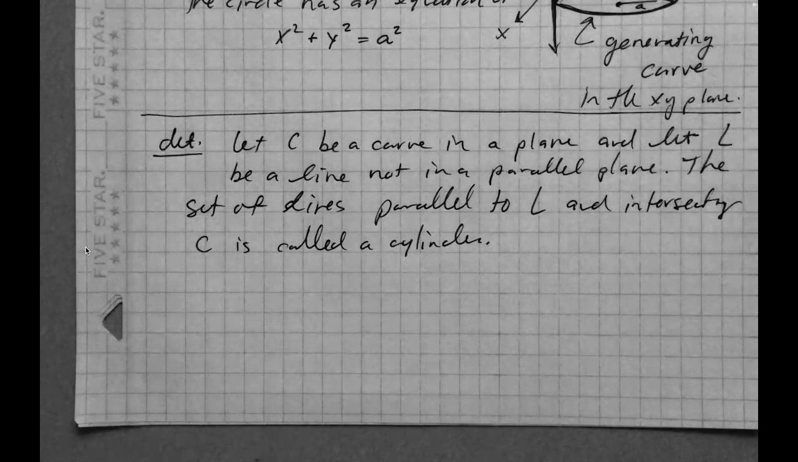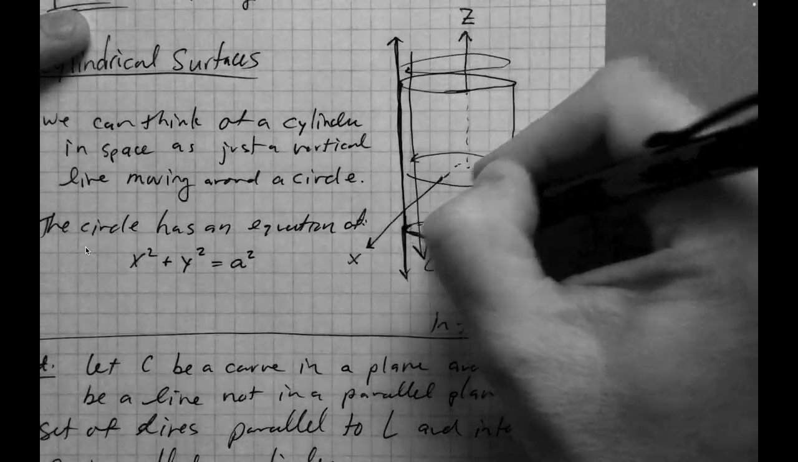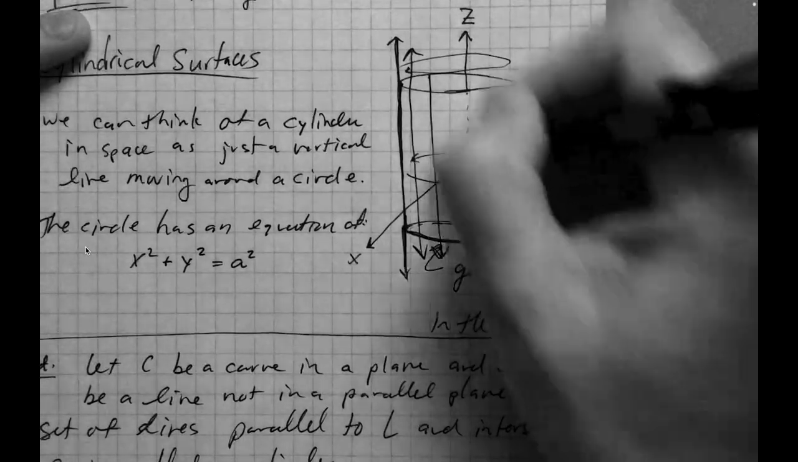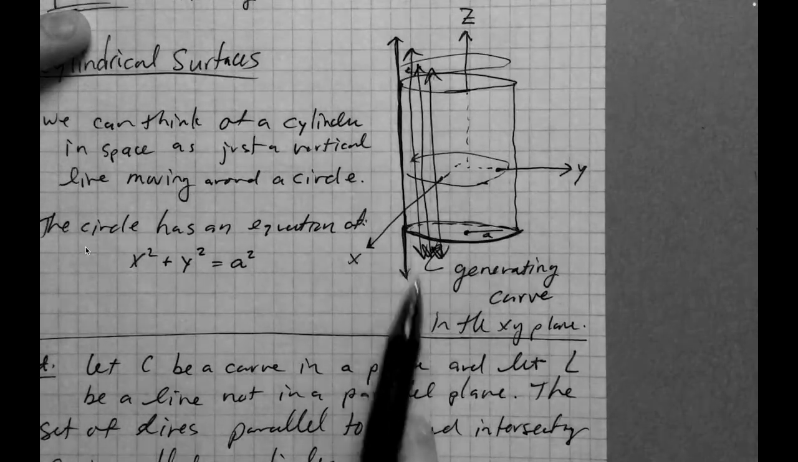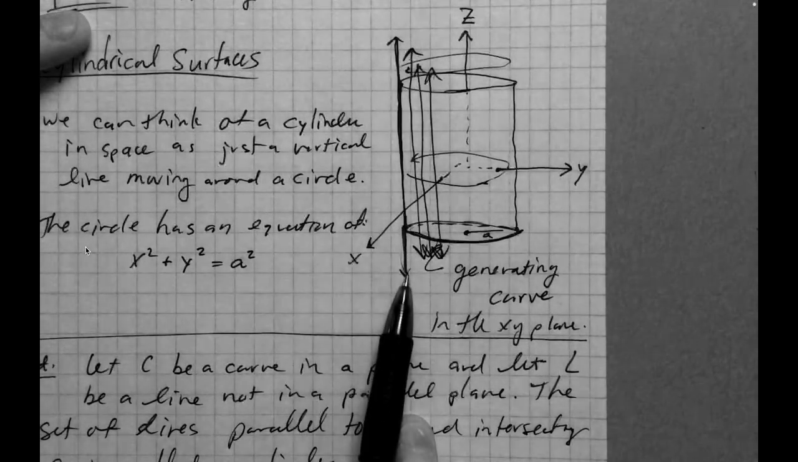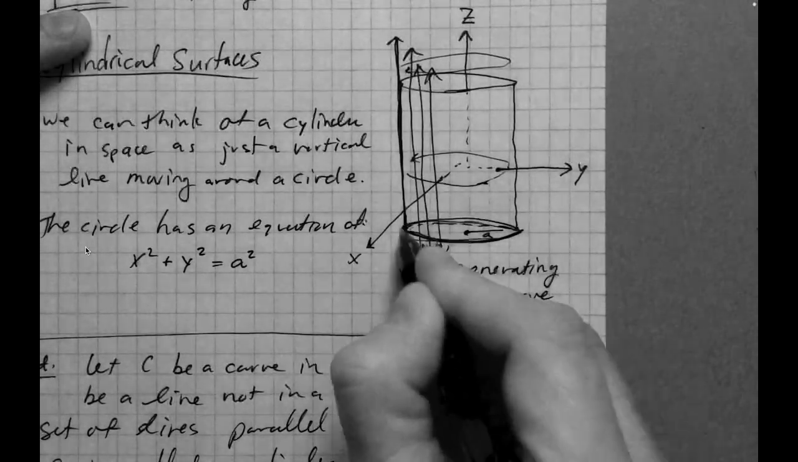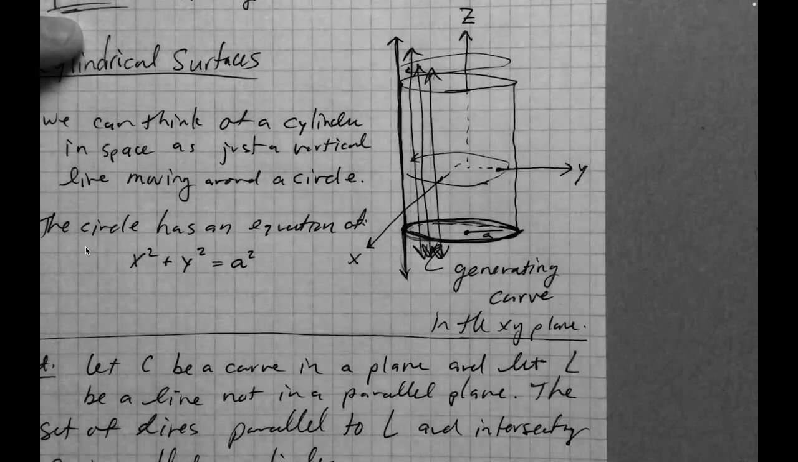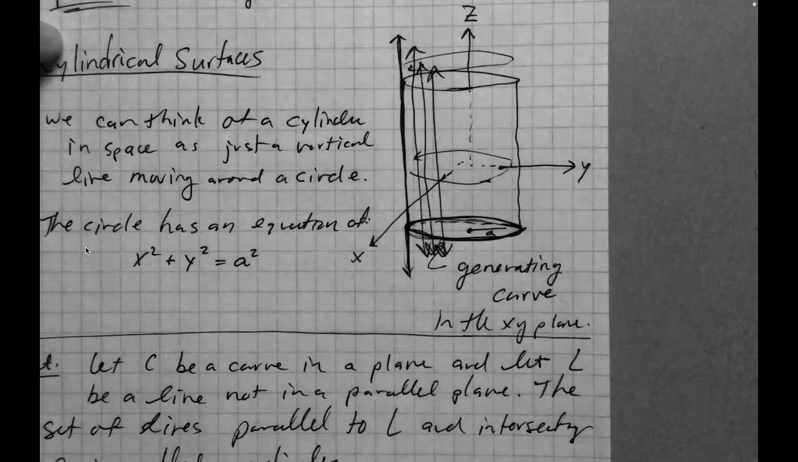So the way to think about that is, take the simplest example where the line is literally perpendicular to the plane in which C lives. Then a cylinder is the set of all such parallel lines. You can imagine all lines parallel to this initial line that intersect this generating curve, the generating curve in this example being a circle. The set of all such lines is what we call the cylinder.